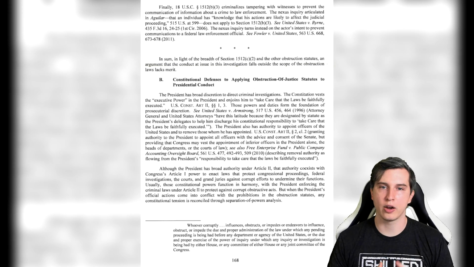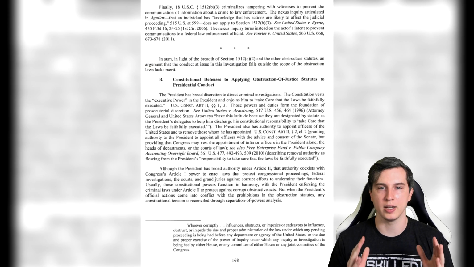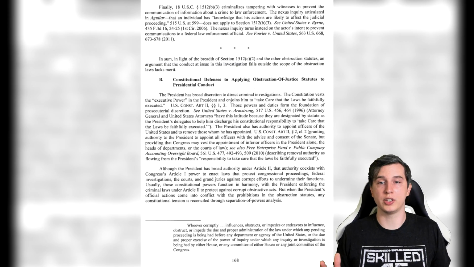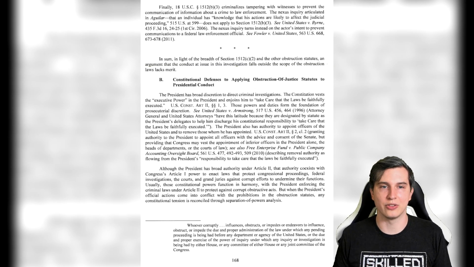The president is in charge of the executive branch and the Department of Justice and the administration of justice, and it is at his discretion to hire and fire FBI directors, to direct investigations, to grant pardons, to do a lot of things regarding justice, and this is his constitutional mandate. So, as such, anything that the president does could not obstruct justice because he is justice.